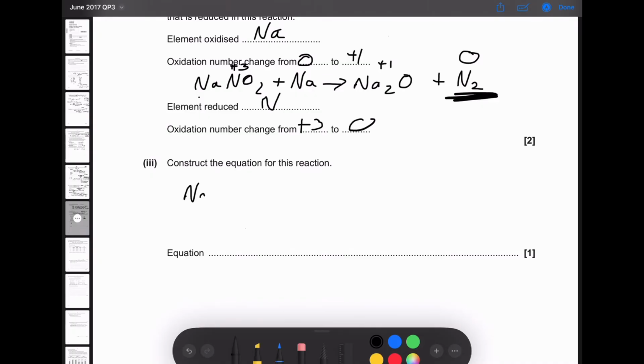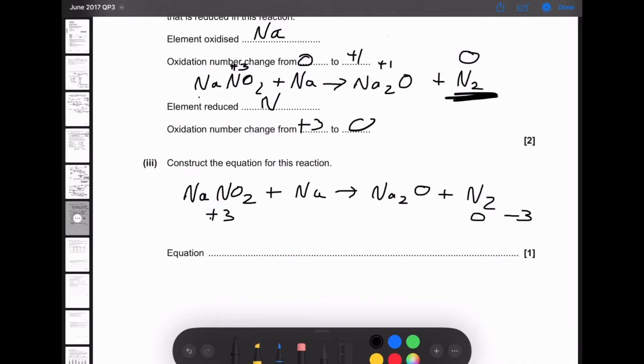So NaNO2 plus Na gives us Na2O plus N2. So we want to use our oxidation numbers because we have sodiums literally everywhere. One here, one here, one here. And it will get very confusing to balance the old-fashioned way very, very quickly. So what's our change for our reduction? Well, it's going to be -3.